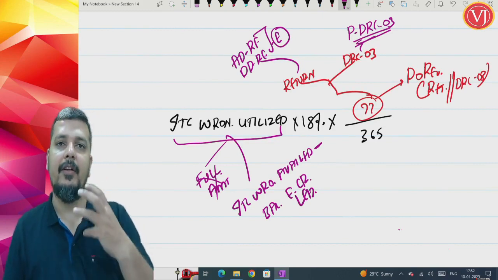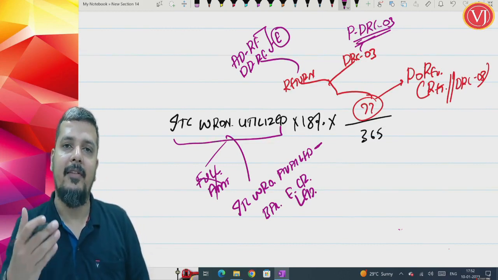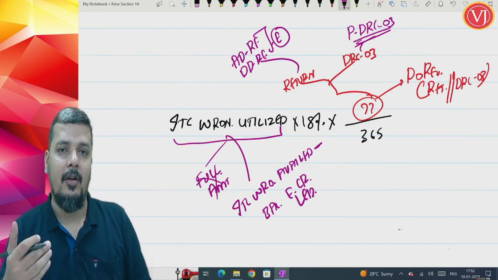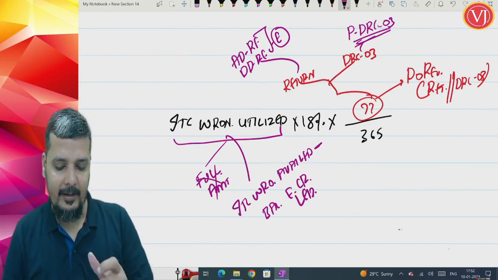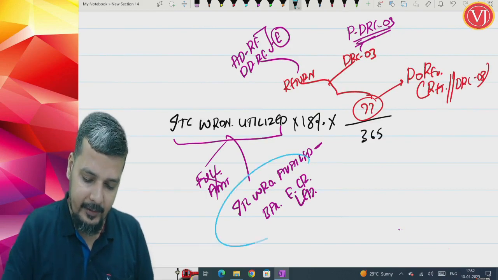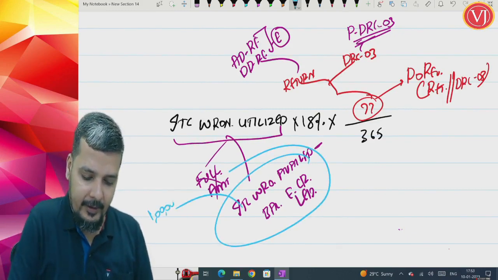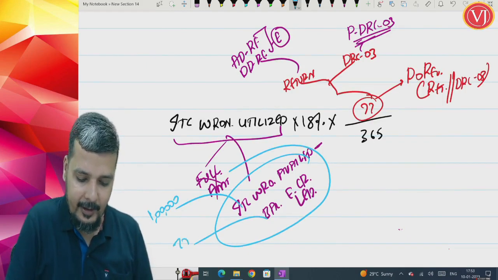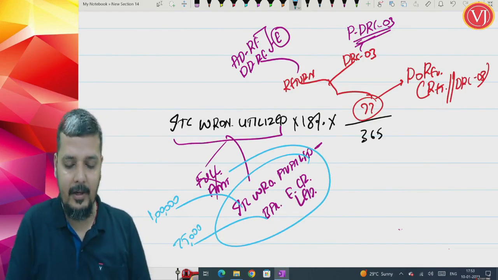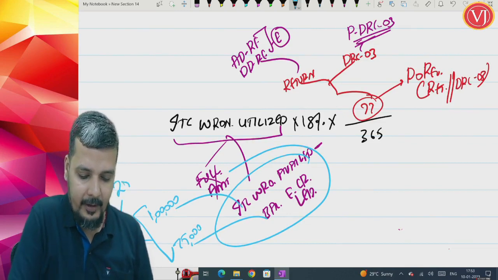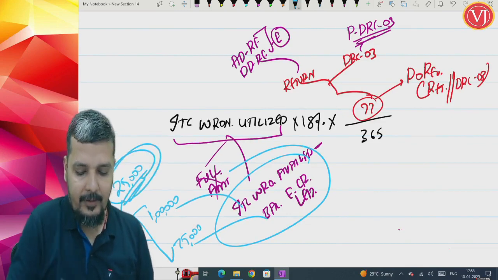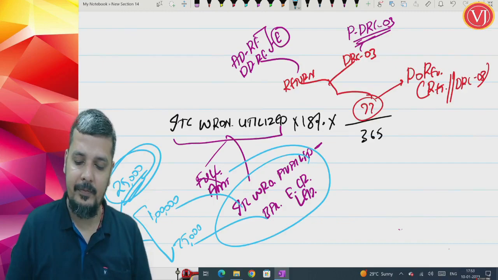So if ITC wrongly availed is 1 lakh and a balance in electronic credit ledger comes below 1 lakh, it is 75,000. So ITC wrongly availed is 1 lakh. Now balance in electronic credit ledger falls below 1 lakh but it is now 75,000. So ITC wrongly utilized is only 25,000. That is how you need to understand.